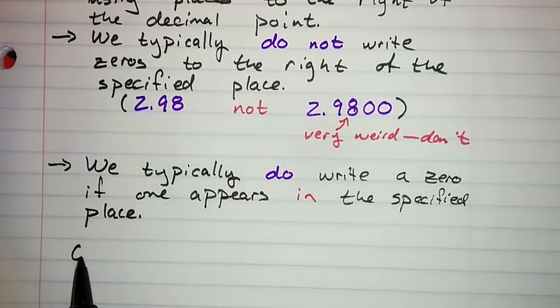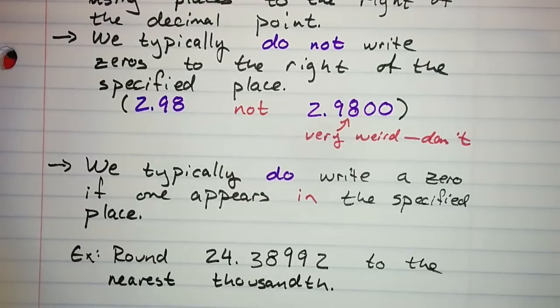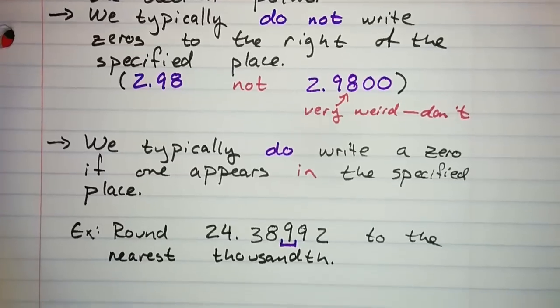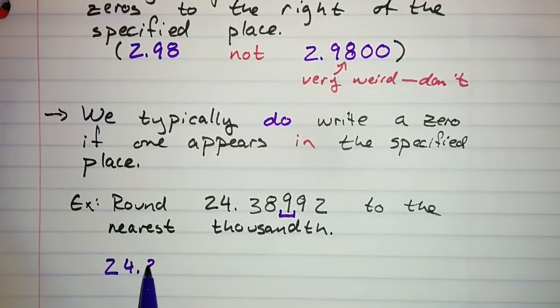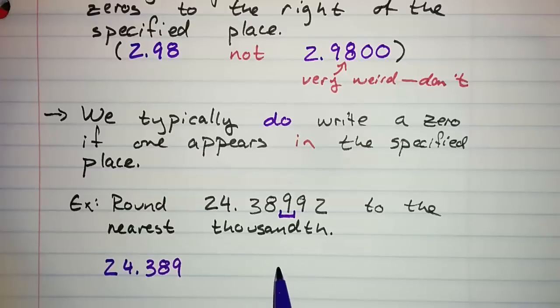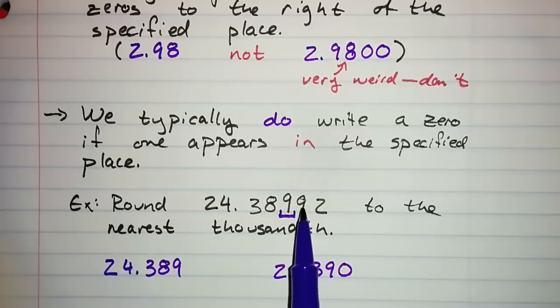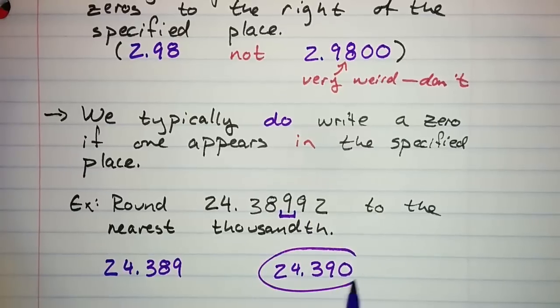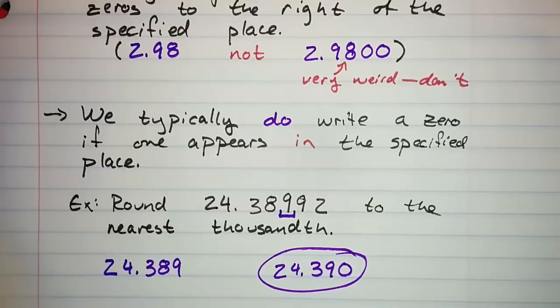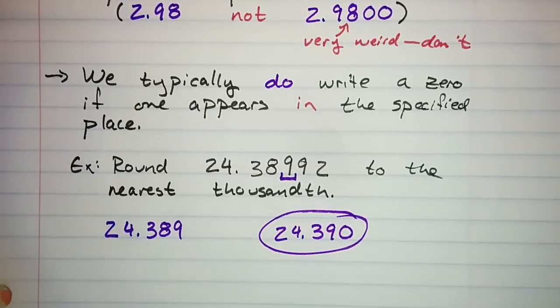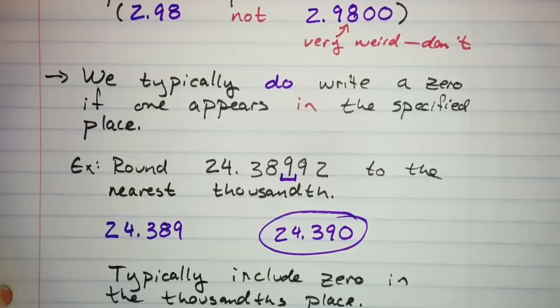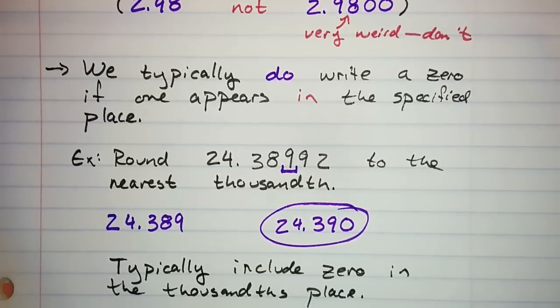So for example, suppose I wanted to round 24.38992 to the nearest thousandth. Noting tenth, hundredth, thousandth, this number is between 24.389 and 24.390. Noting that the following digit is a 9, this is closer to 24.390. We will typically include the 0 in the thousandths place.